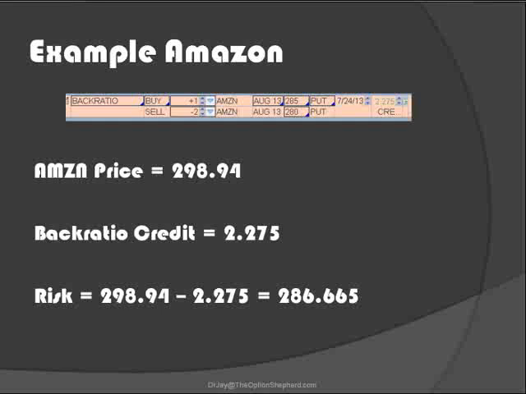For example, suppose you had a back ratio spread on Amazon, with Amazon selling at $298.94. The trade has two short puts and one long put at a higher strike. The credit is $2.28, and the spread has a net of one negative put. The risk is $298.94 minus $2.28, or $296.66.